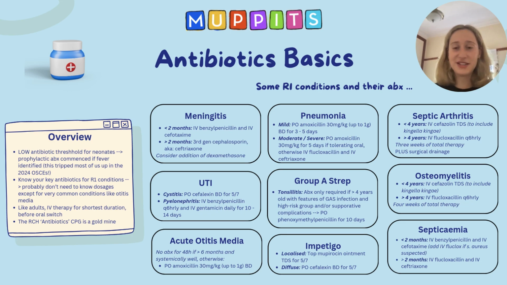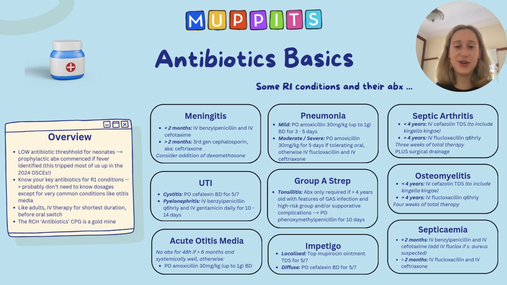I apologise that this slide looks very hectic and overwhelming, but just to touch on some antibiotic basics, starting off just with an overview. One really important thing to know is that there's a super low antibiotic threshold for neonates. So if you've got a neonate that has fever that's quite undifferentiated, they're often going to be started on prophylactic antibiotics just because the risk of not treating severe infection can be very dangerous.